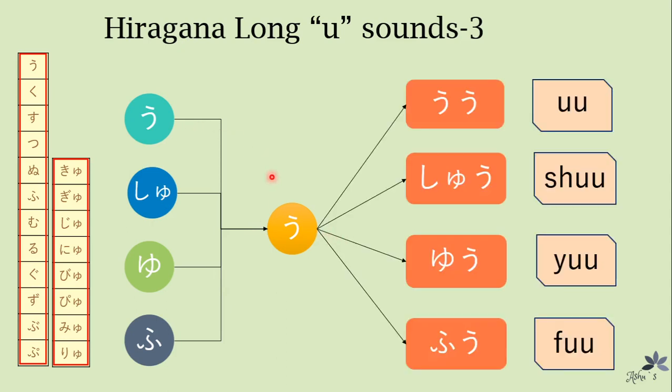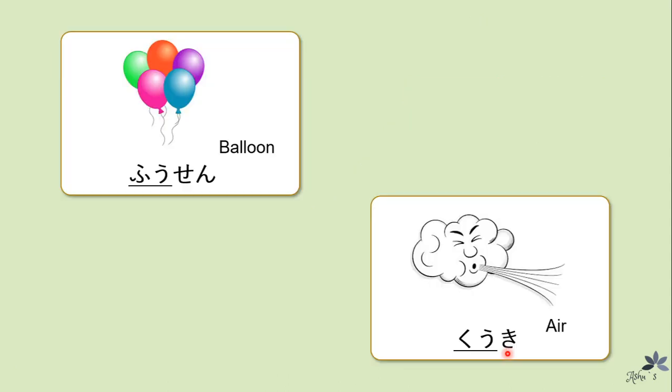When U is added to U, you get the long sound U. When Shu is added to U, you get the long sound Shu. When Yu is added to U, it gives the long sound Yu. And when Fu is added to U, it gives the long sound Fu. I'll read it once again. U, Shu, Yu, and Fu.